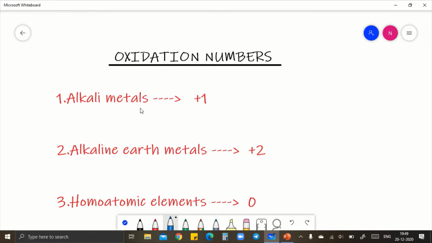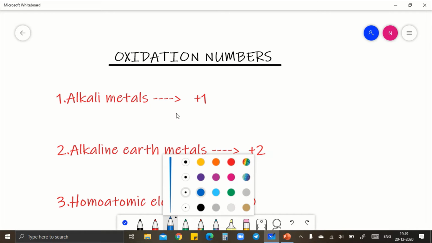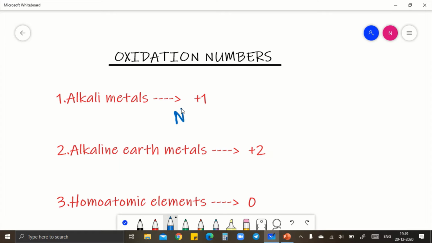First, the alkali metals, the 1A group elements, always exhibit oxidation state +1. Suppose, for example, there is a compound NaCl, sodium chloride. Sodium is an alkali metal, so it exhibits +1 oxidation state. All the alkali metals such as sodium, potassium, hydrogen, lithium exhibit +1 oxidation state.